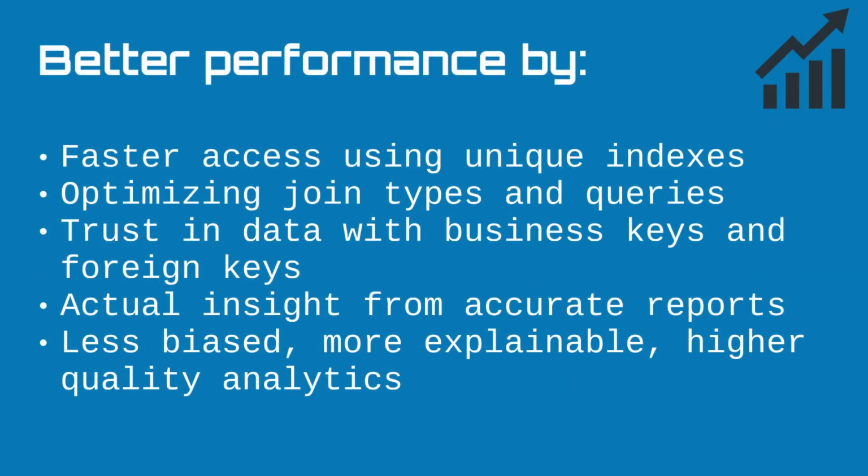In general, entity relationship profiling provides better performance. Keys, for example, or unique constraints allow us to define indexes that provide faster access to critical data elements. But we can also optimize join types and queries. For example, a right outer join could actually be implemented as an inner join.